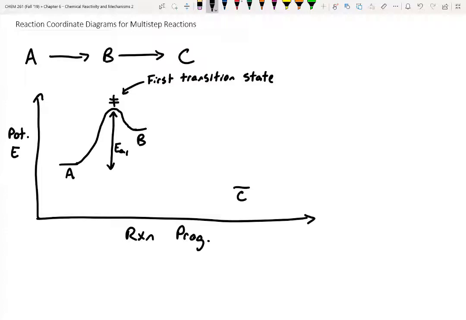All right, once we get to B right here, are we still kind of in between making and breaking bonds? No, it's a true intermediate. The bonds have already been made and broken, but it's just kind of resting there. All right, so B would be an intermediate.